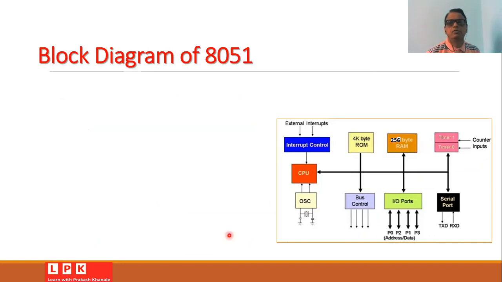So one can easily observe that it has a CPU, it has an interrupt control, it has an oscillator to which the external crystal can be connected. It has a ROM, it has a RAM. So ROM is about 4 kilobytes, RAM is 256 bytes. It has a bus control, it has IO ports, and there are 4 IO ports, P0, P1, P2, and P3. It has a serial port, and also it has 2 counters.